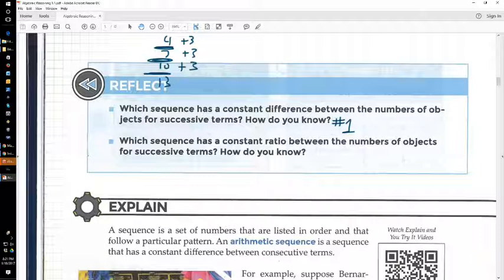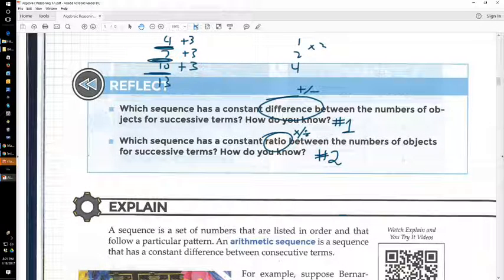The second statement says, which sequence has a constant ratio? Okay? Ratio means multiplied by. So difference implies adding or subtracting. Ratio implies multiplying or dividing. So which one has the same multiplying or dividing between terms? Well, that would be the second one, because to get from number 1 to 2, you multiplied by 2. Then to get to 4, you multiply by 2. For number 8, you multiply by 2, and so on and so forth.